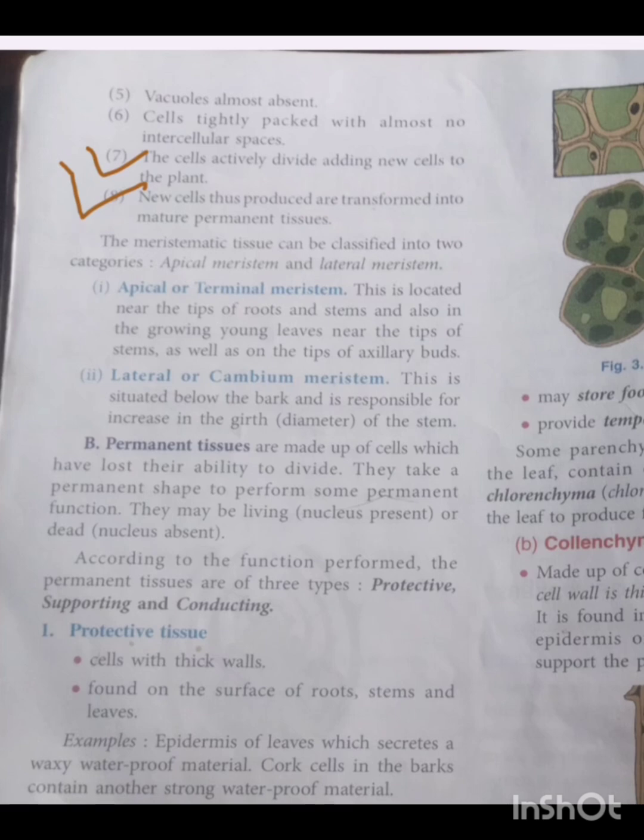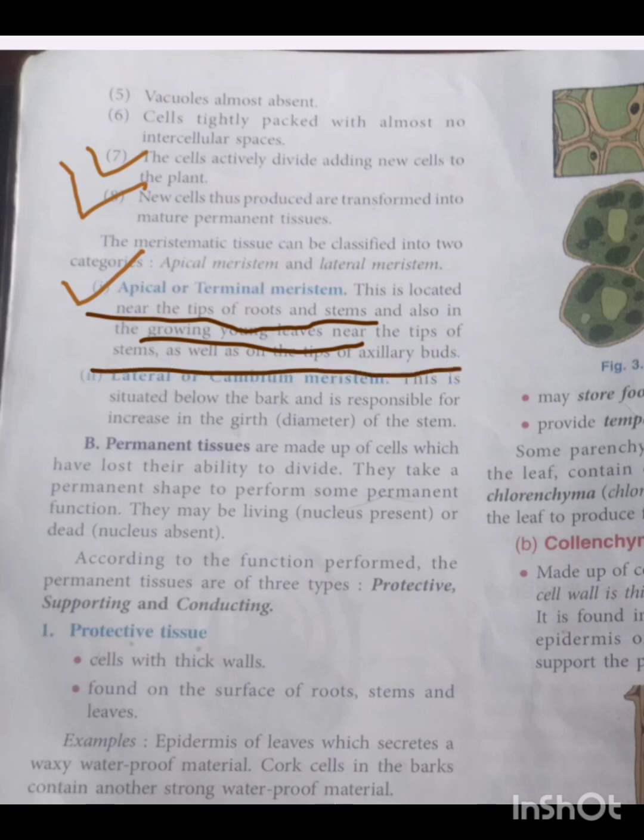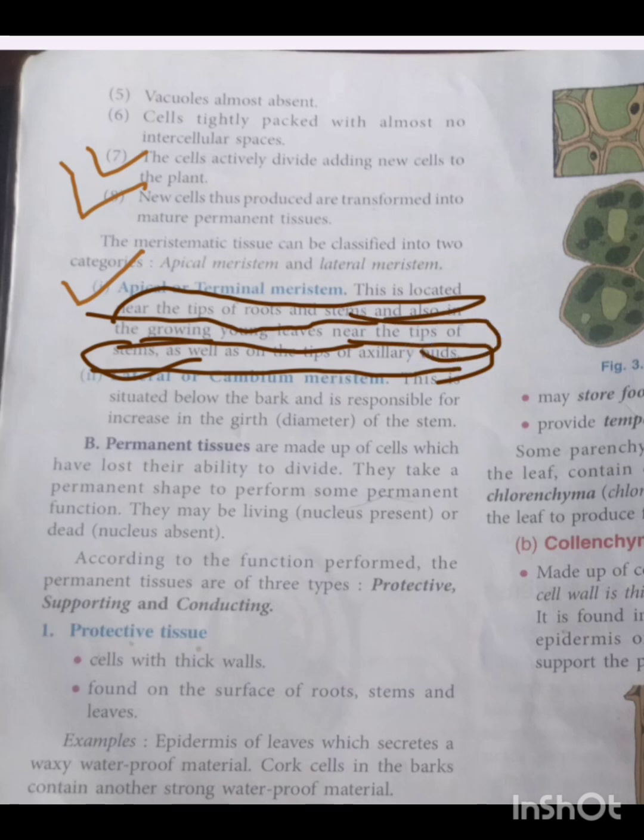First of all, apical or terminal tissue. Apical or terminal tissue is the tissue located near the tips of roots and stems, and also in the growing young leaves. In leaves also it is present, and after that at the tips of stems as well as the tips of axillary buds. In a plant you can find it at every growing part and at the tips of growing parts. There you can find meristematic tissue, meaning apical meristematic tissue or terminal meristem.